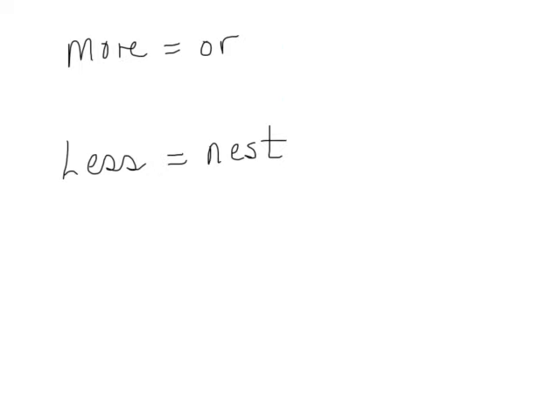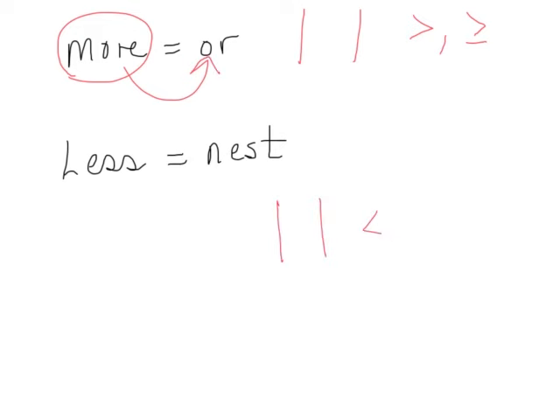So a nice little summary to keep in mind is anytime I'm dealing with absolute value bars as well as an inequality, if it's a greater than or equal to, or a more, that's going to result in an or statement. If it's absolute value with a less than or equal to, I want you to remember that less means nest. So you're going to drop the absolute value and end up with something that looks like that.